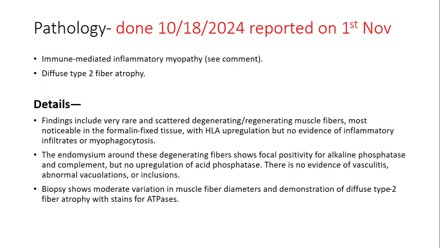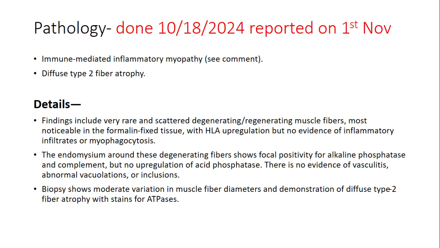So, findings include very rare and scattered degenerating and regenerating muscle fibers, most noticeable in formalin section with HLA upregulation, but no evidence of inflammatory infiltrate or myophagocytosis. So, see, they did see the atrophy, they didn't see the inflammation. Got it? The perimysium around these degenerating fibers, they call it degen and regen rather than the whole word. Focal positivity of alkaline phosphatase and complement, but no upregulation of acid phosphatase, which I'll come to. There is no evidence of vasculitis, abnormal vacuolation, or inclusions.